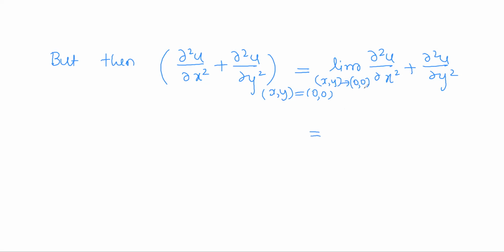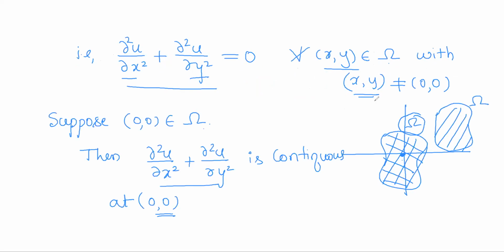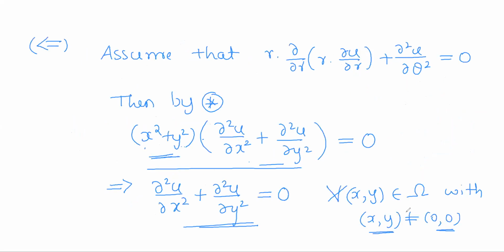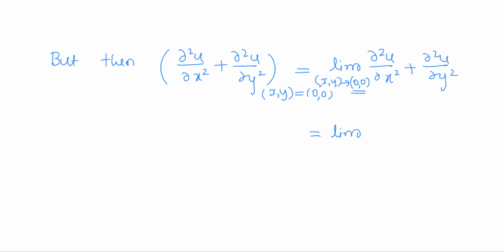Now, as (x, y) approaches (0, 0), the ordered pairs are not equal to (0, 0), but they are approaching (0, 0). But what we have proved is that for all the ordered pairs which are not equal to (0, 0), this function is just 0. So substitute that. In this limit, all these ordered pairs will be other than (0, 0), and for all those points this function will be simply 0, and the limit of 0 is 0.